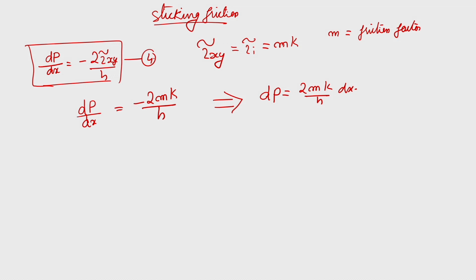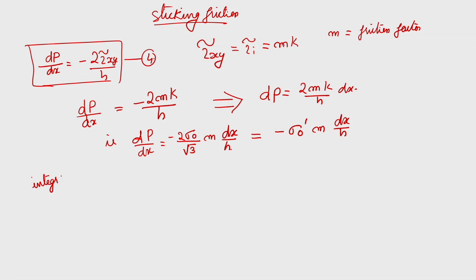So, from that and sigma naught, we can just write that as dP by dx. Substituting for 2k, we can write it as 2 sigma 0 by root 3 into m into dx by h. That is also equal to minus sigma 0 dash into m into dx by h. Now integrating this becomes very simple and straightforward.